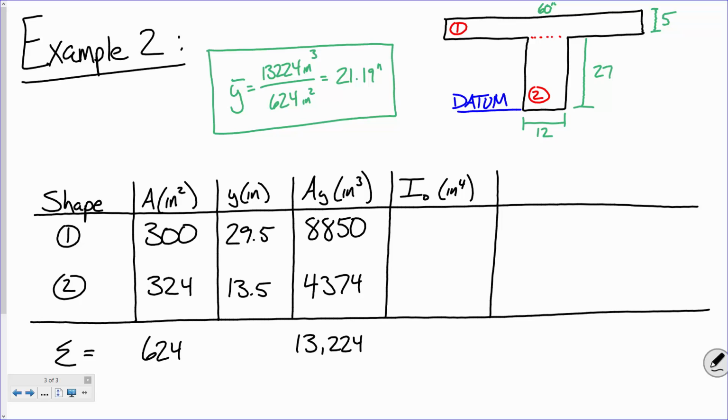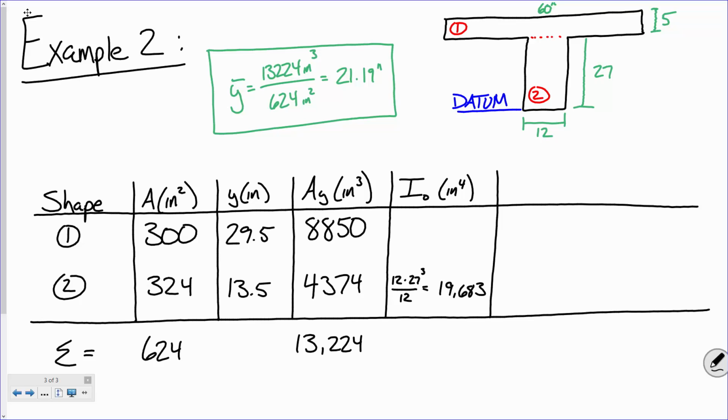So, let's keep this simple, okay? For shape number 2, how do we calculate the moment of inertia? Base times height cubed over 12, right? So I'll write that, and I'm going to do it kind of small, so I apologize. But I'm going to say it's 12 times 27 cubed over 12, which is 19,683. Everybody good?